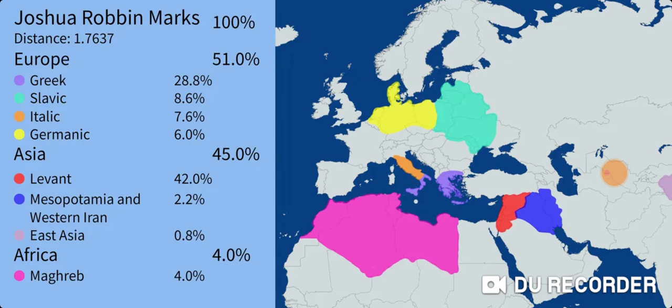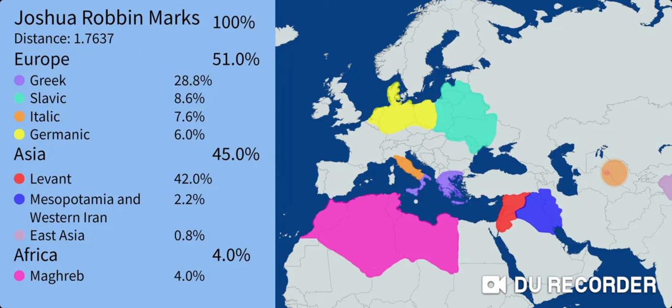We know the Philistines were most likely from Crete, from the Aegean, and they mixed with the Canaanites, and we know that from ancient DNA samples as well. And we know the archaeological evidence is all over the land of Israel of the Greek Hellenistic influence. So 28.8%. We got Europe 51%, but most of that is Greek at 28.8%. Now we can see the Levant, which I believe is the original Judean ancestry of Ashkenazi Jews, at 42%. And we see a minor Mesopotamian Western Iran at 2.2%.